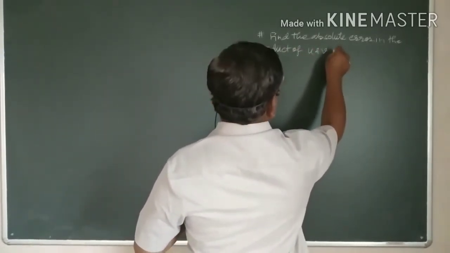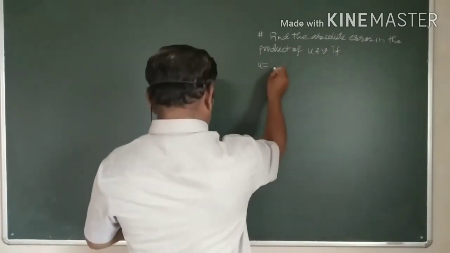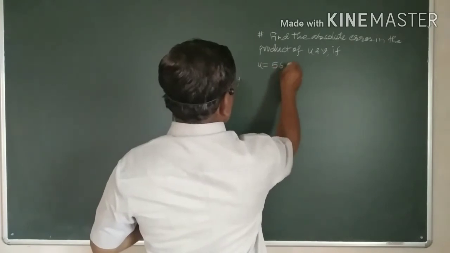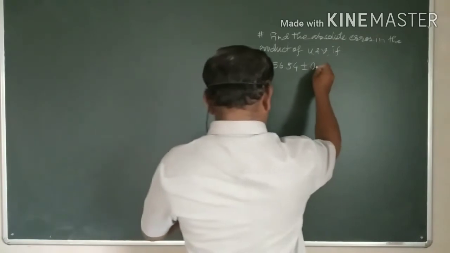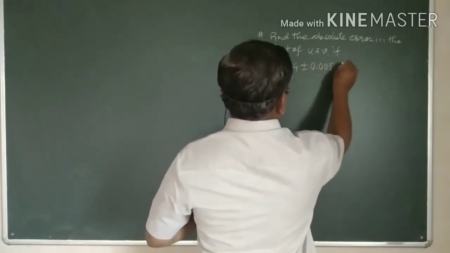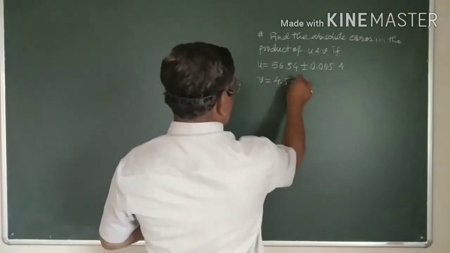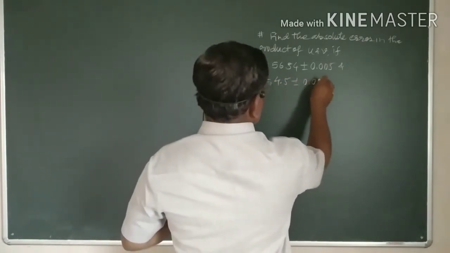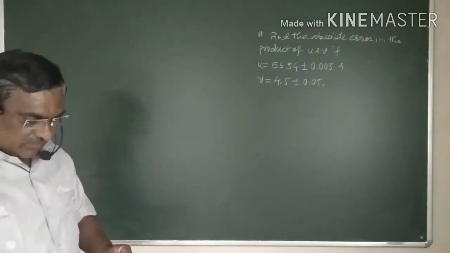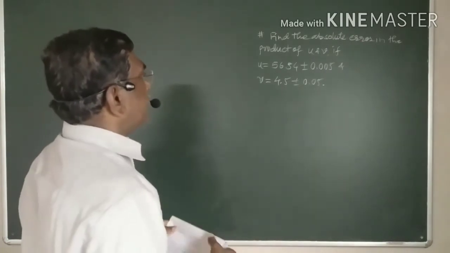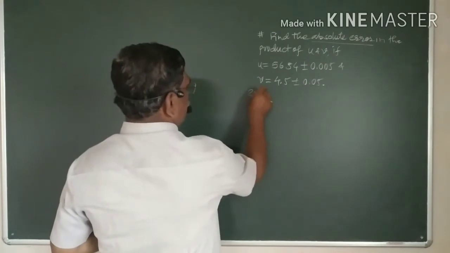Okay, let me write here, U is equal to 54 plus or minus 0.005, and what is V? V is nothing but 4.5 plus or minus 0.05. Well, this is what you have. Two numbers are given to you, and I need to find out the absolute error in the product. Okay, therefore let us go for the solution.